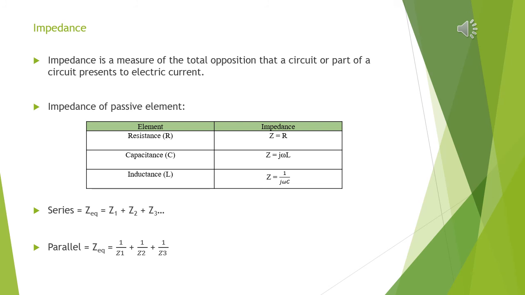Impedance can be calculated in series and parallel. For series, Z equivalent equal to Z1 plus Z2 plus Z3, which is in series circuit. For parallel, Z equivalent equal to 1 over Z1 plus 1 over Z2 plus 1 over Z3, which is in parallel circuit.